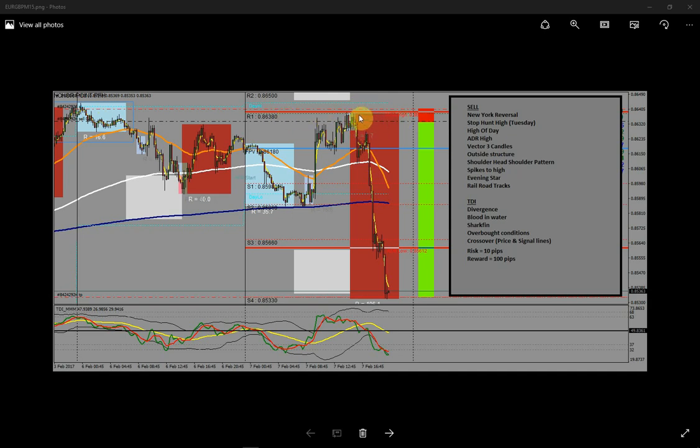So give it that ATR high, and then trigger positions, short position, and it fell. As you can see, it's New York reversal, it's Tuesday stop hunt high, it's high price of day, it's ATR high, vector 3 candles signifying a stop hunt. There's an outside structure stop hunt because those highs are just above that new Asian session highs.